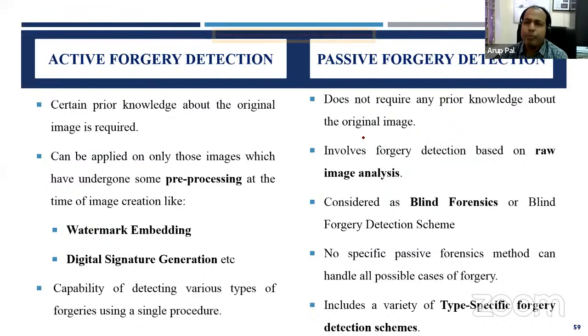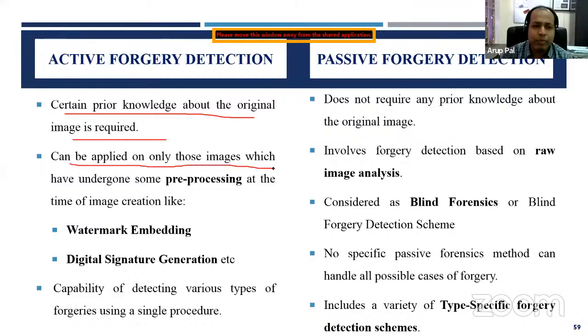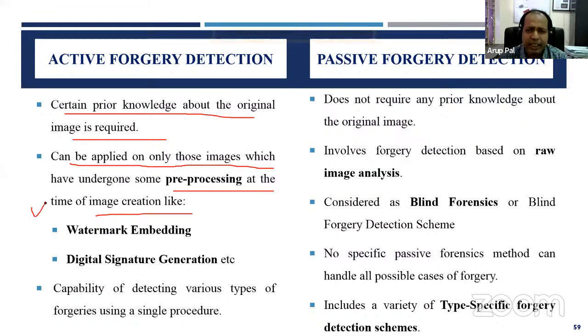Active forgery means we basically embed some mark value, that is, certain prior knowledge about the original image is required. It can be applied only on those images which have undergone some pre-processing at the time of image creation. Like, we embed some watermark, and on that basis you can easily identify whether the particular image has gone through any kind of attack or not. But that means those images are generated by a particular originator, then you can do this kind of thing. But naturally in the real world, images are created by so many people, and managing every person's watermarks is quite difficult.